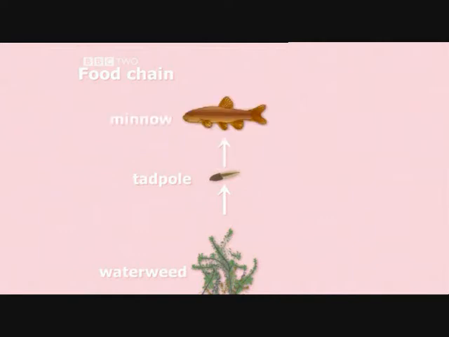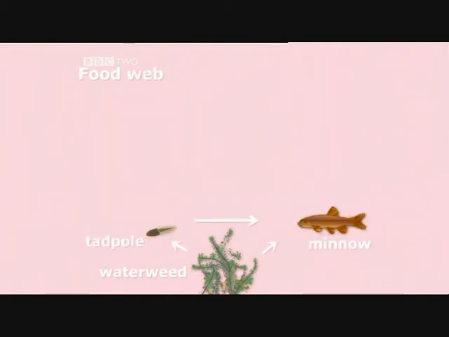And one food chain here could start with waterweed, which is eaten by tadpoles, which in turn would be eaten by larger carnivores, water beetles and fish, such as minnows. You should remember, in a food chain, the arrows always go from food to feeder. So in this case, from waterweed to tadpoles to minnows.